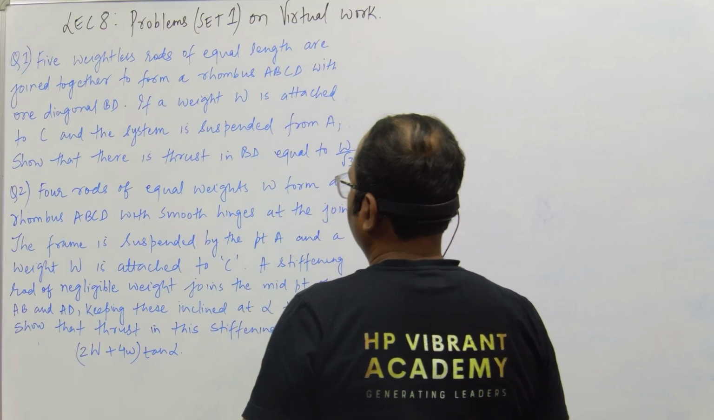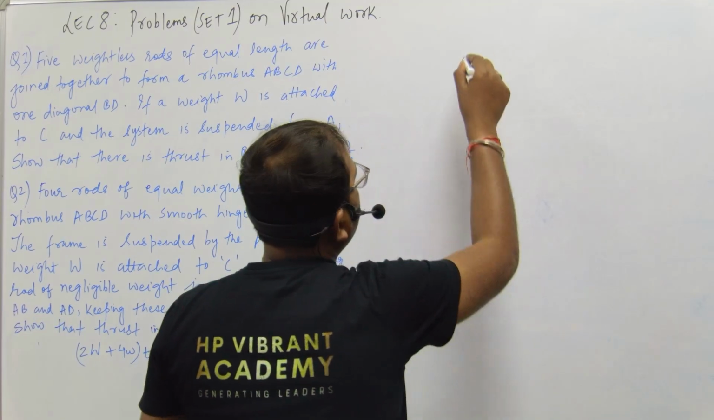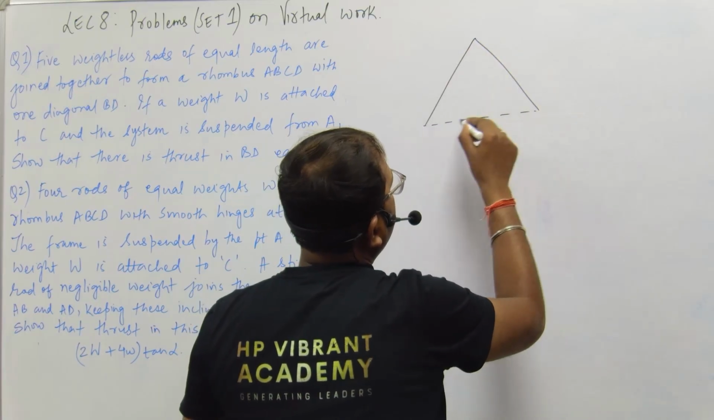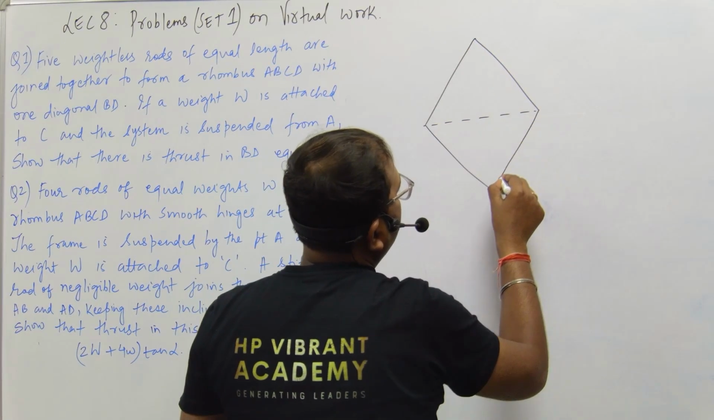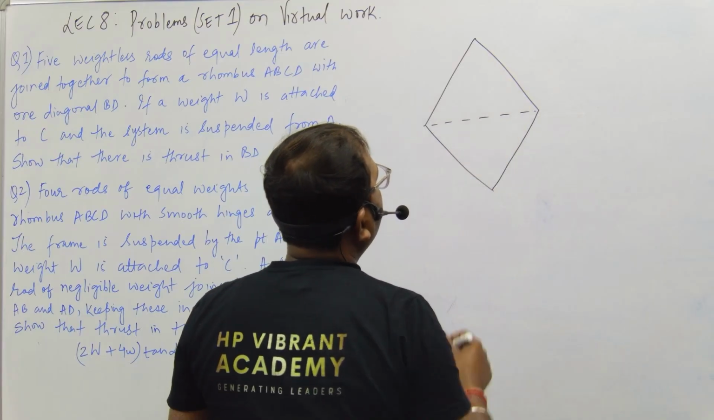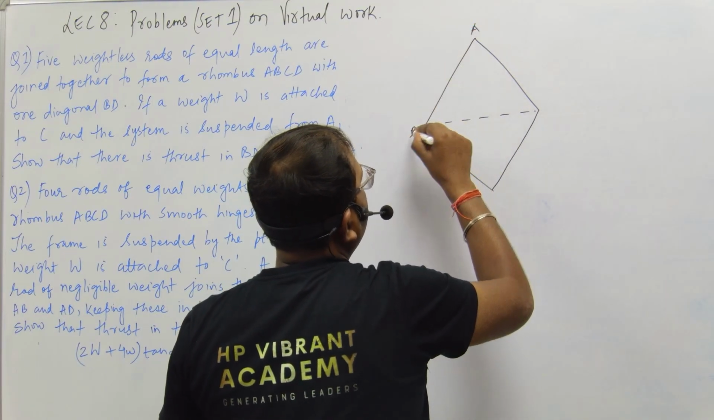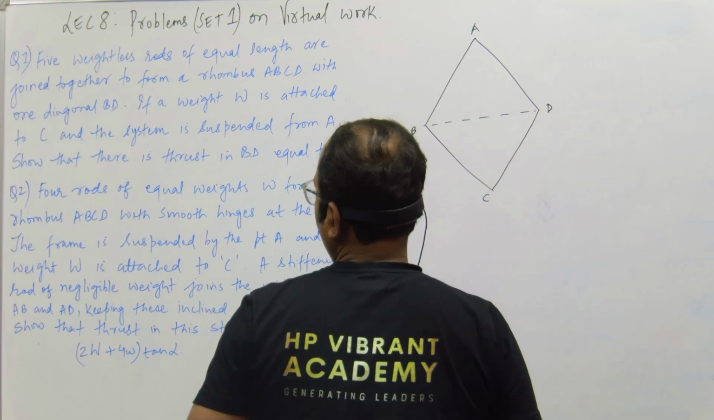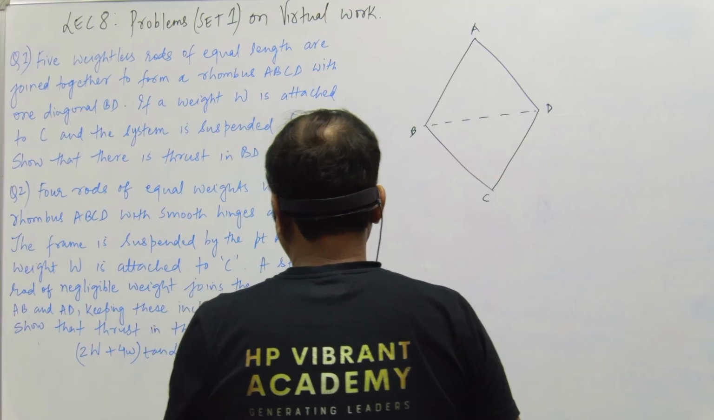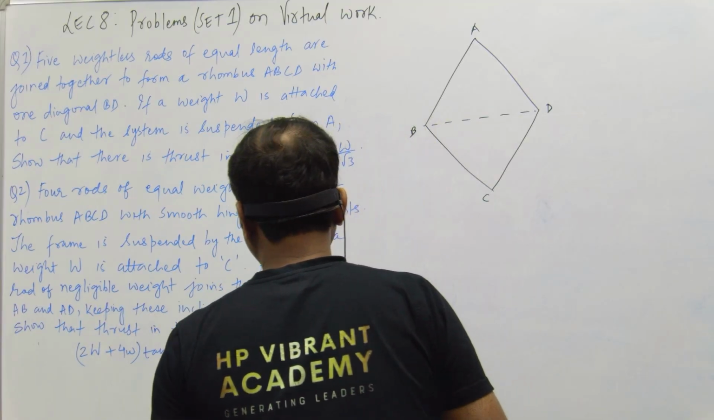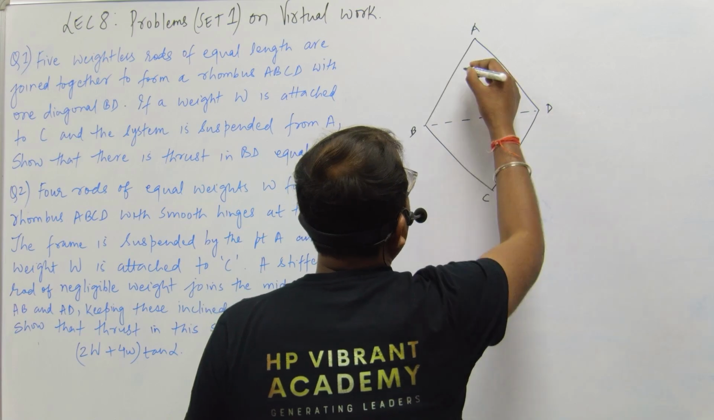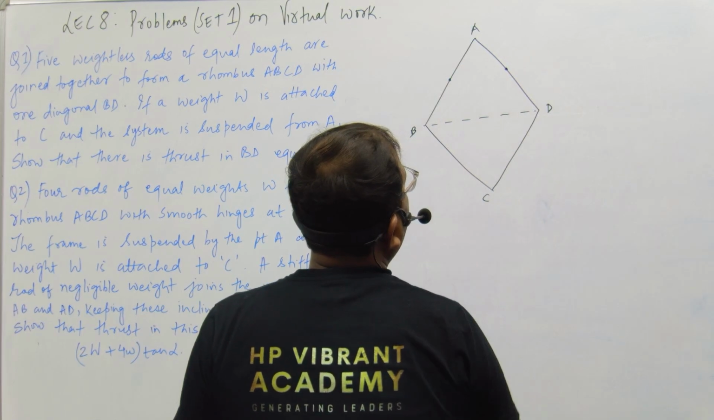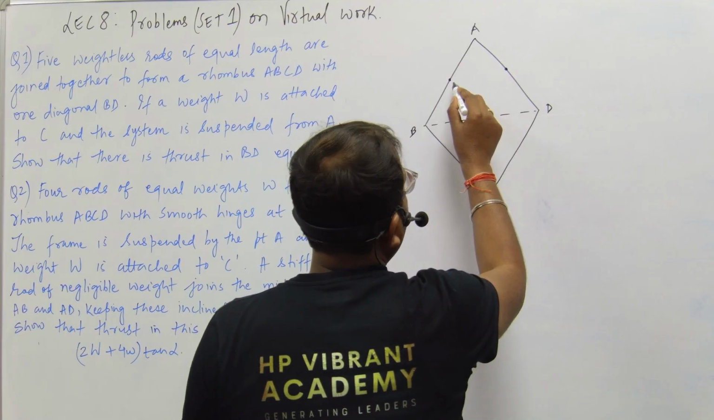So we have rhombus ABCD. Let us draw a rhombus ABCD. This is A, B, this is C, and this is D. And there is a stiffening rod of negligible weight that joins the midpoints of AB and AD. So the midpoint of AB is this one, the midpoint of AD is this one. So there is a stiffening rod like this.